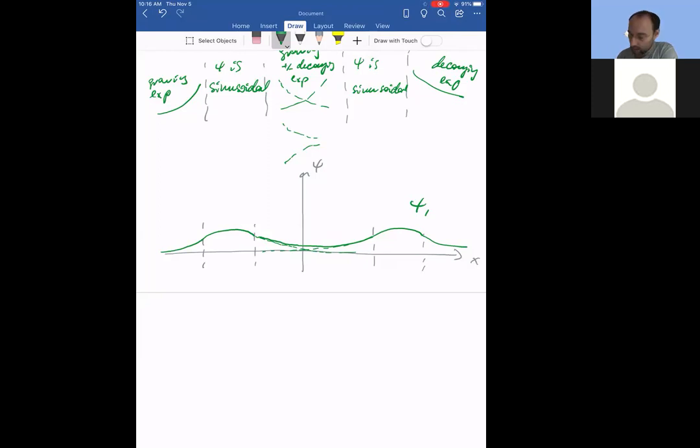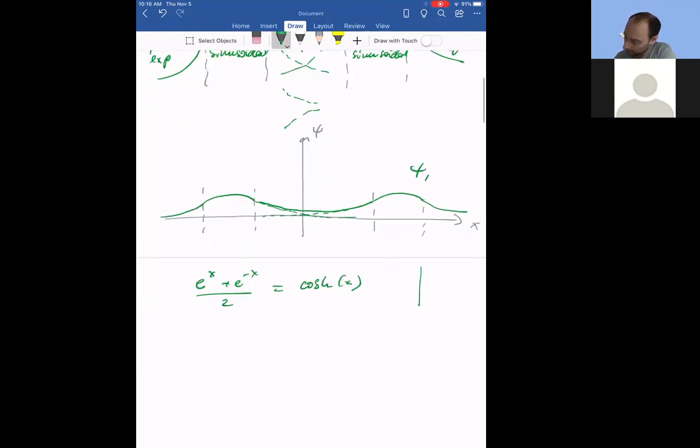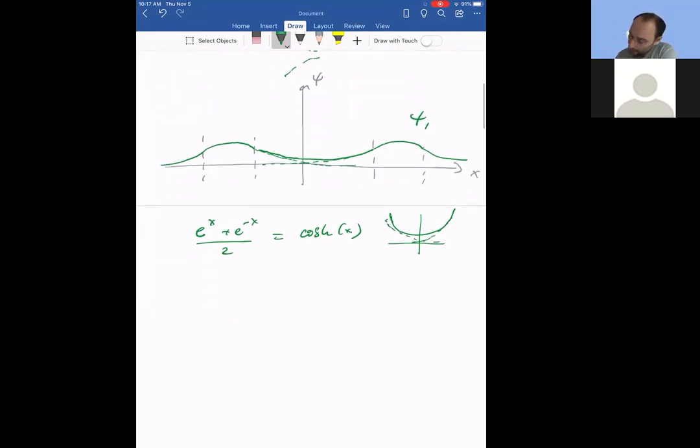By the way, since we're at it, let me tell you some identities. This is called cosh, the hyperbolic cosine, and it's a function that looks kind of like this. It's not a parabola. These bits behave like exponential bits, and these bits also behave like exponential bits, and in between it has this shape.